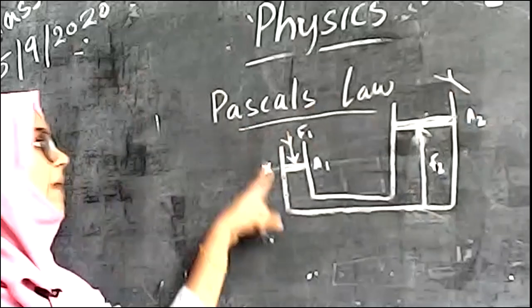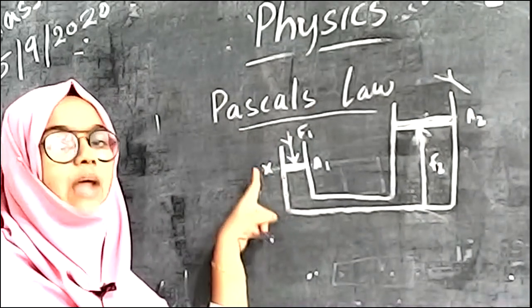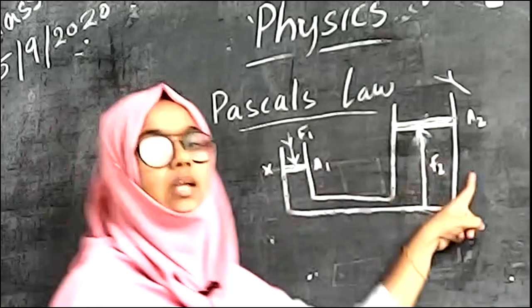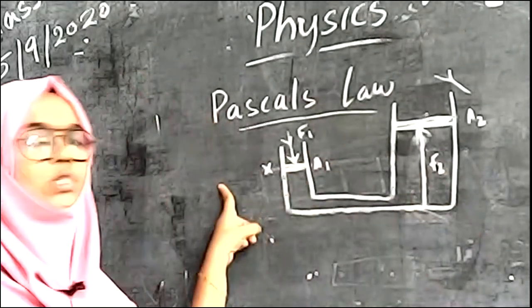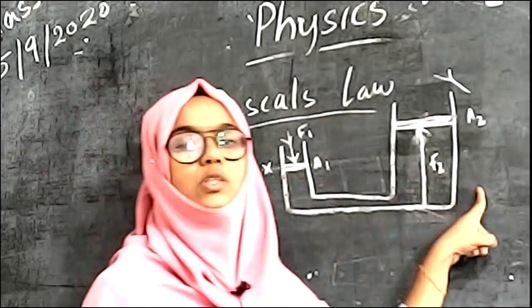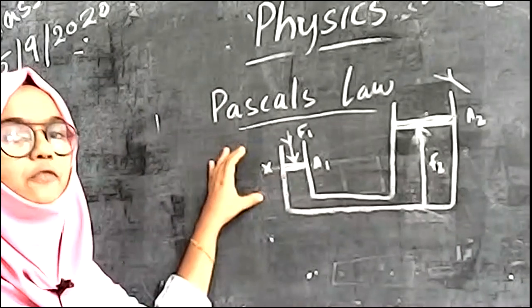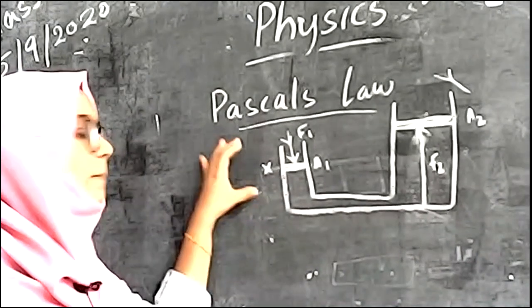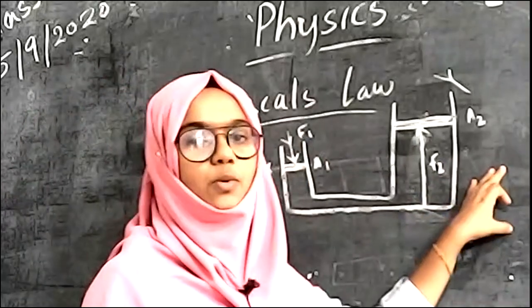So here we are applying a force F1. Because of that applied force, here we experience a force, that is F2. The applied force and the experienced force are equal. When we apply a small force F1, that applied force F1 is equal to the experienced force F2.